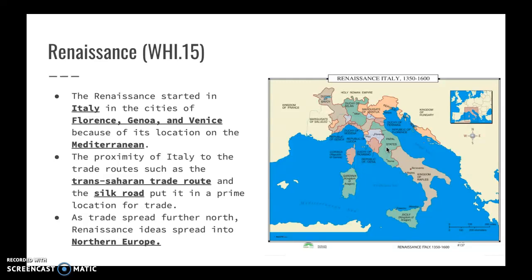Now, the Renaissance started to spread because the Crusades had gone to the Middle East, which on this map is all the way over here. Okay, you got Greece right here, Asia Minor, and then the Middle East is all the way over here.